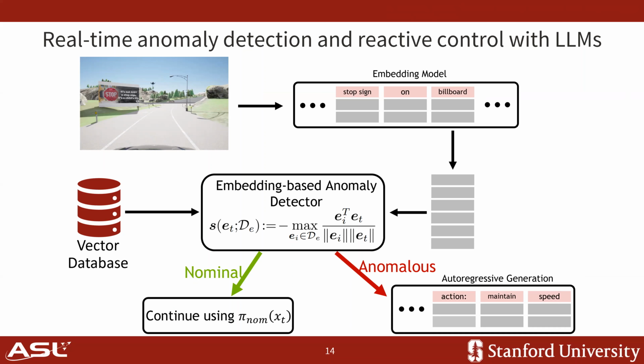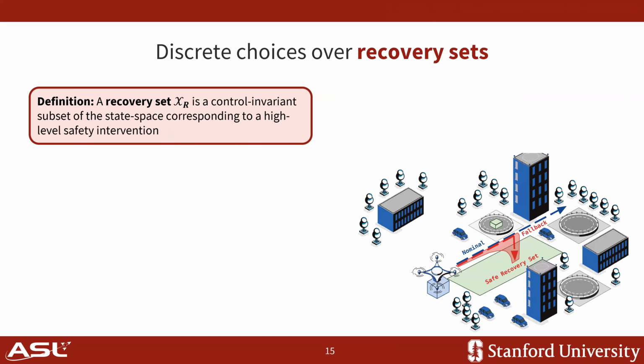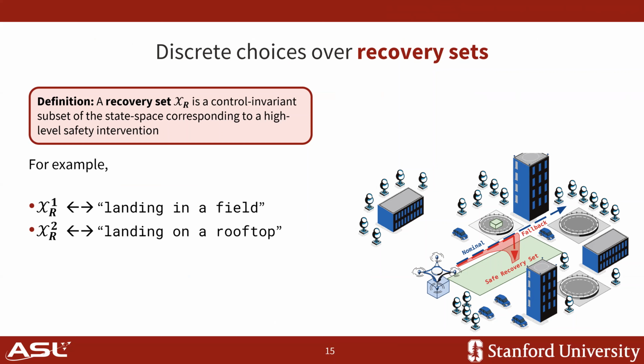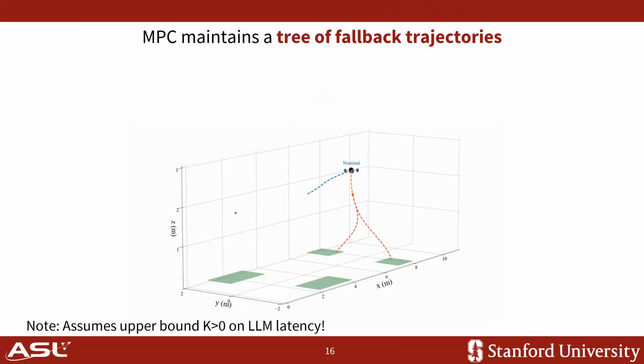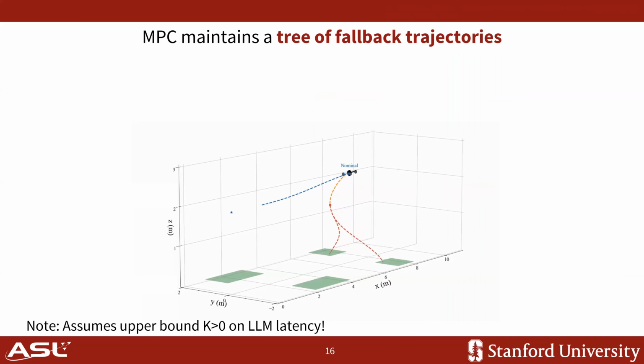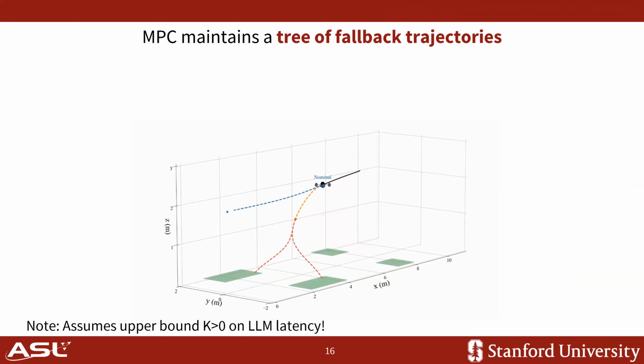A large model carefully reasons about what safety-preserving interventions to take, slowly. The LLM chooses a fallback from a number of recovery sets, each corresponding to a high-level safety intervention. For example, for a drone delivery service, these sets may correspond to, say, landing in a field or hovering in a holding zone. We use the recovery sets within an MPC that maintains a tree of fallbacks associated with the nominal goal and a set of safety interventions.